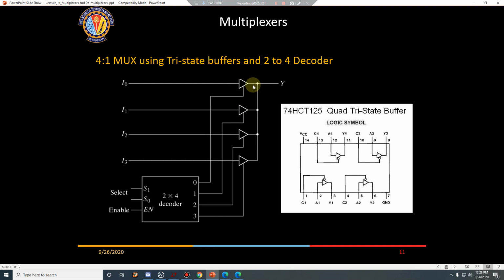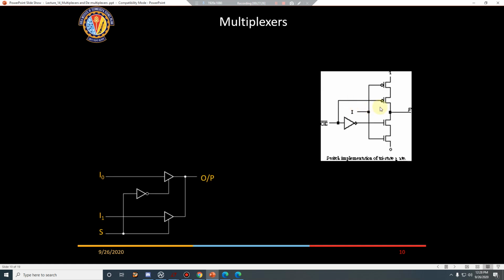And there are ICs also available. I have just flashed this circuit, but I will not explain how it works internally right now because you haven't studied MOSFETs. Have you studied MOSFETs? In the first sem they said something about MOSFET, but then we don't actually.